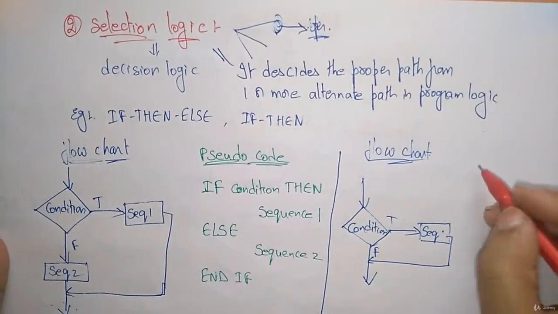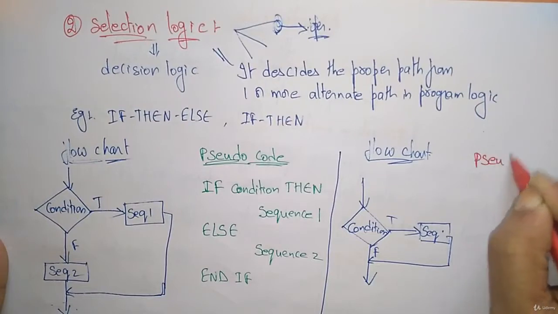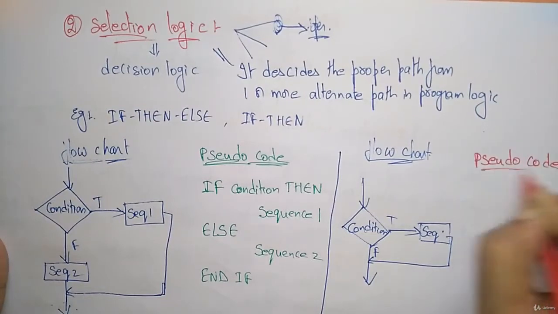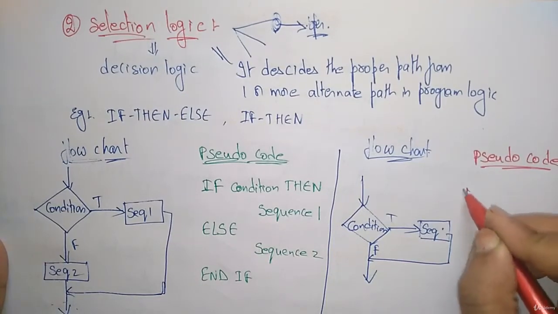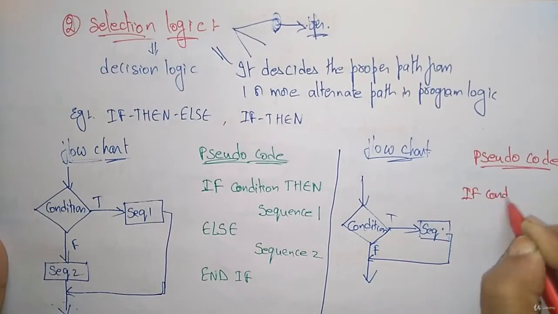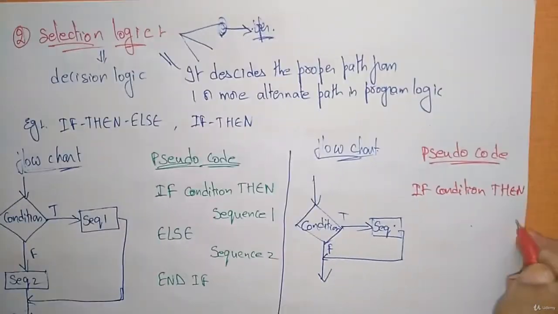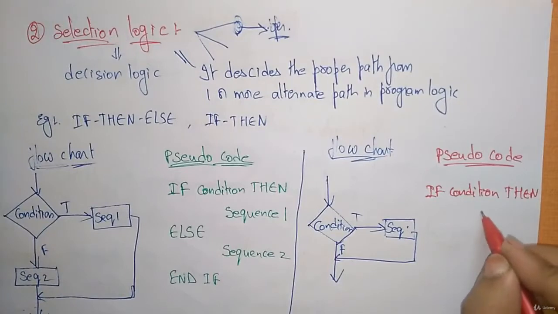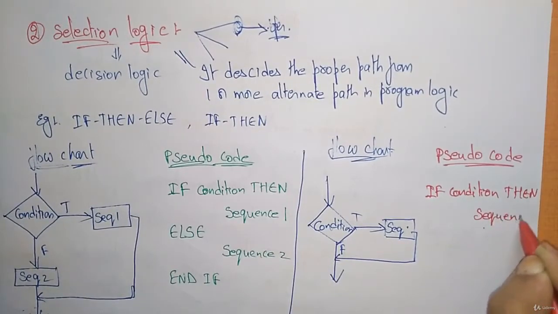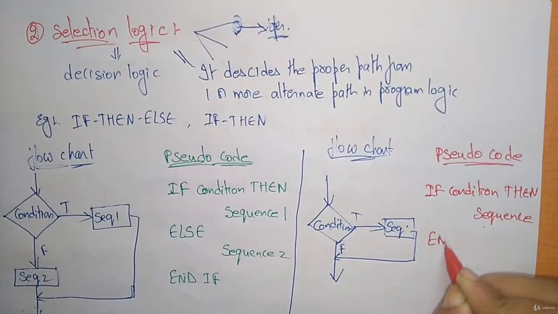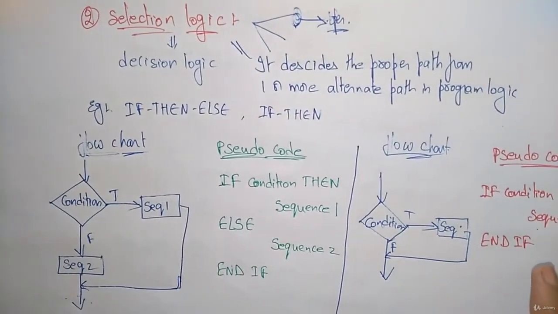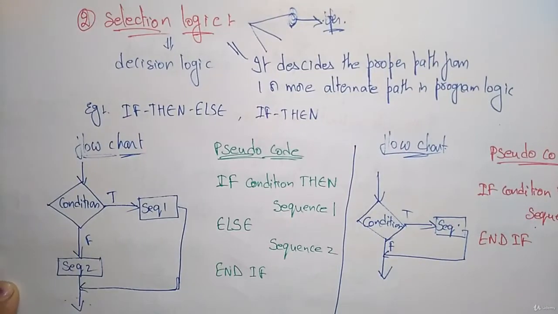So let us see the pseudocode for this if then. The main thing to note here is that keywords should be in capital letters. IF condition THEN you have to go with the sequence, and ENDIF. So this is the pseudocode for the selection logic. Thank you.